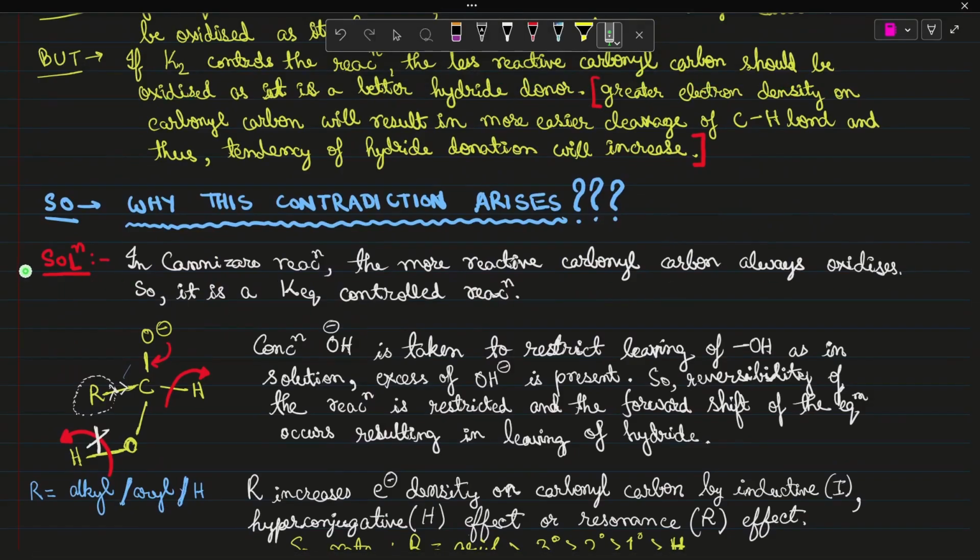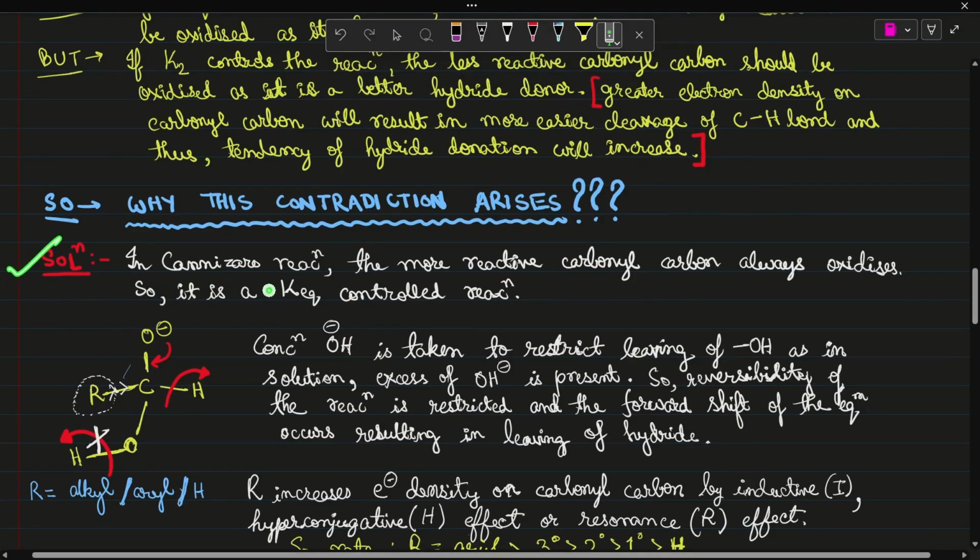Now let me first tell you the answer which is true. In the Cannizzaro reaction, the more reactive carbonyl carbon always oxidizes, which means it is a K equilibrium controlled reaction. Now why is it so?